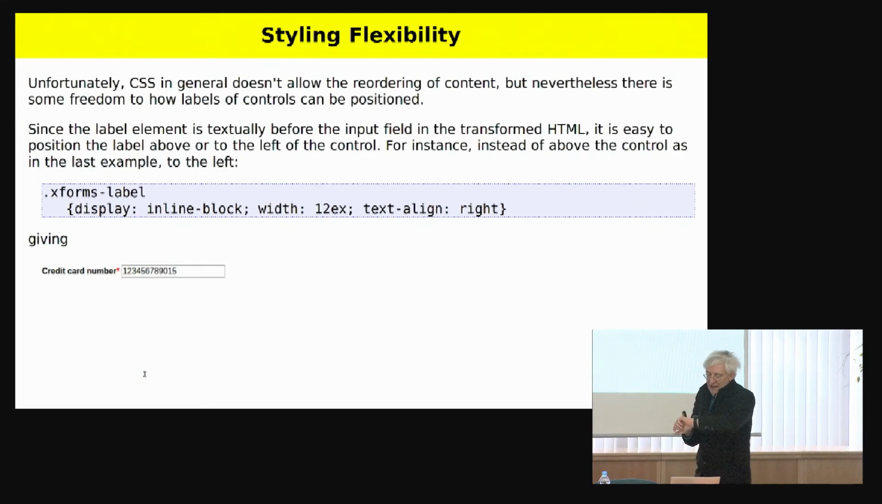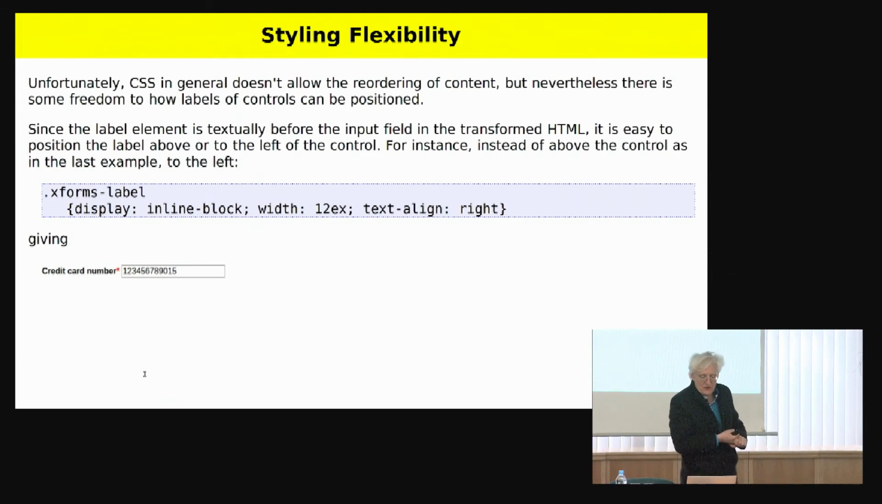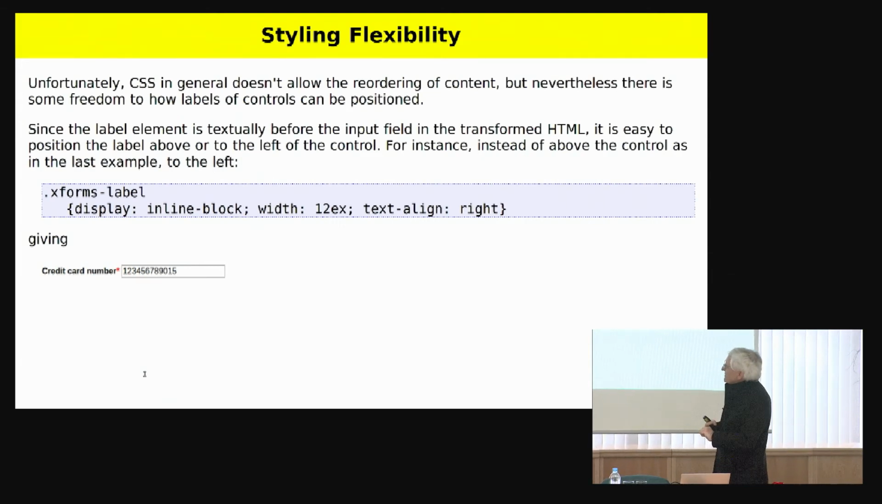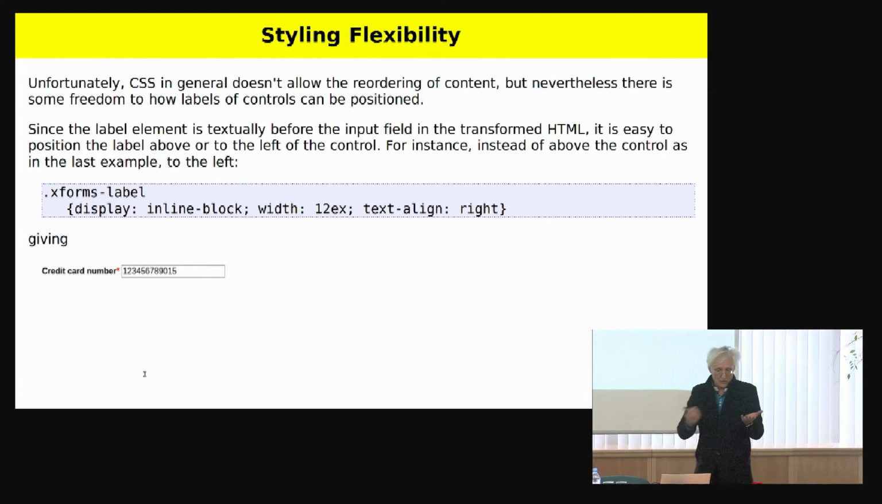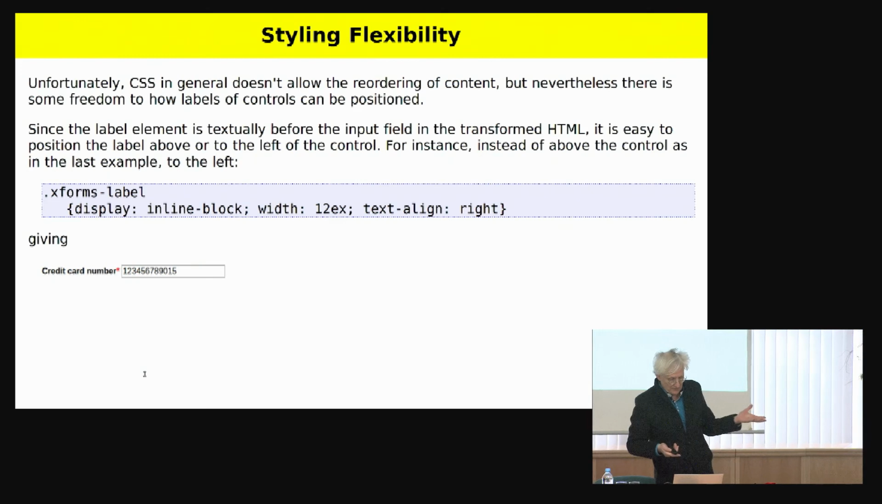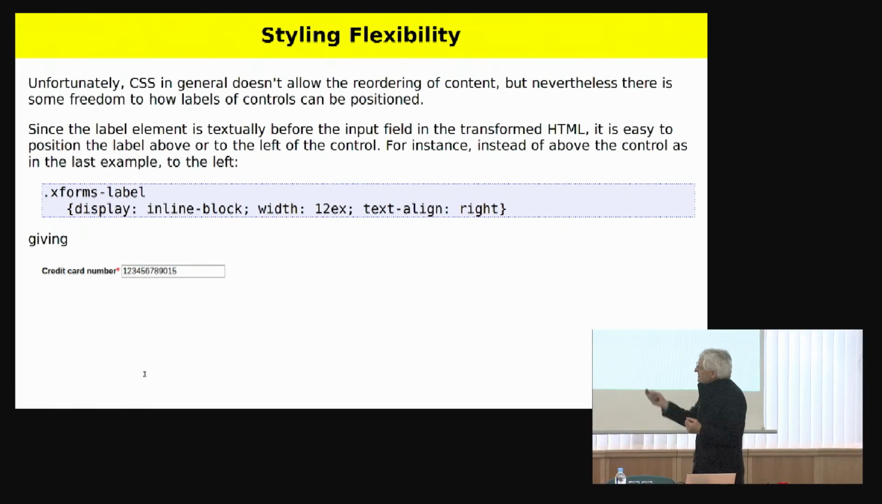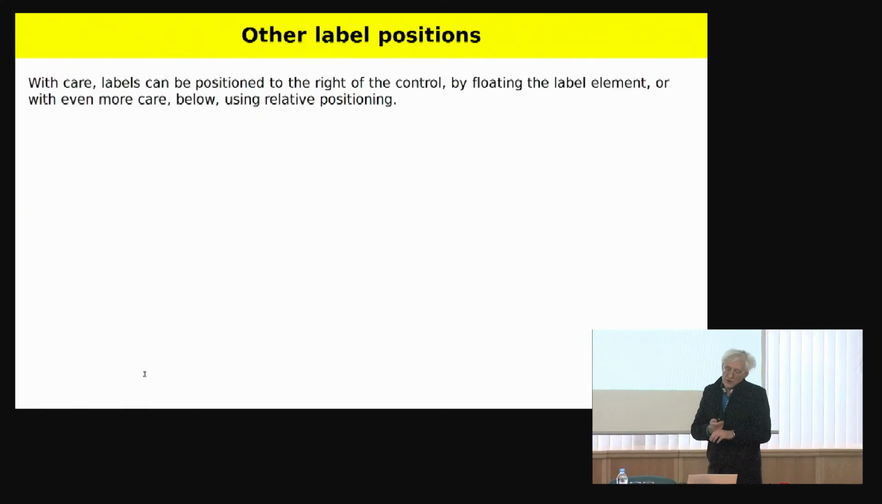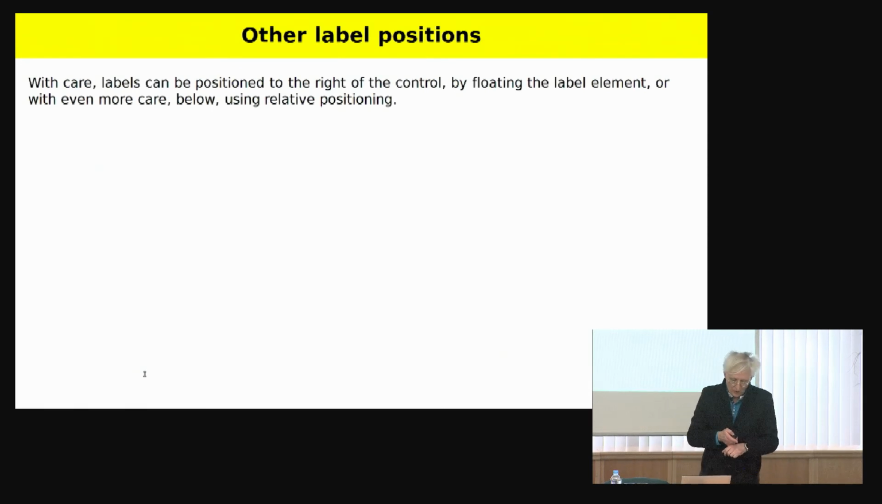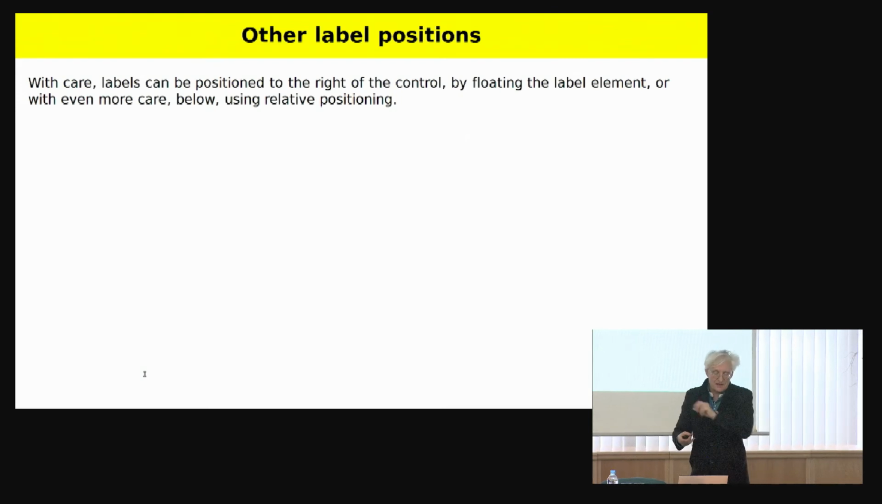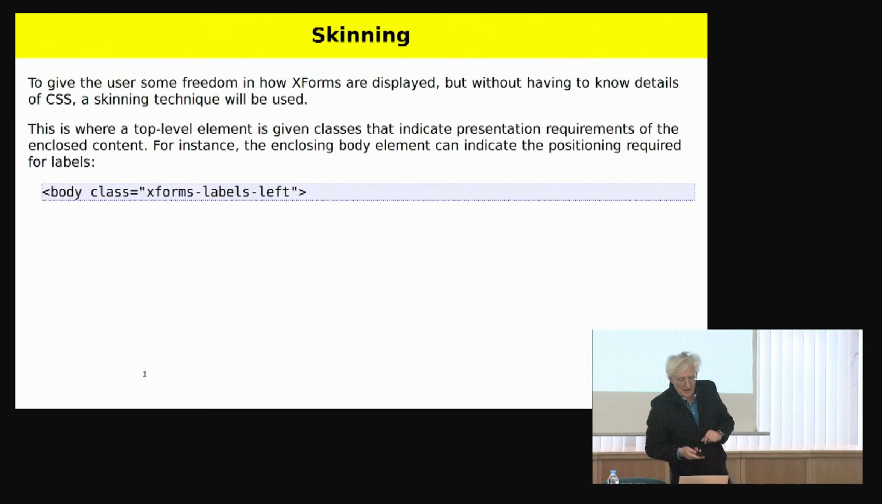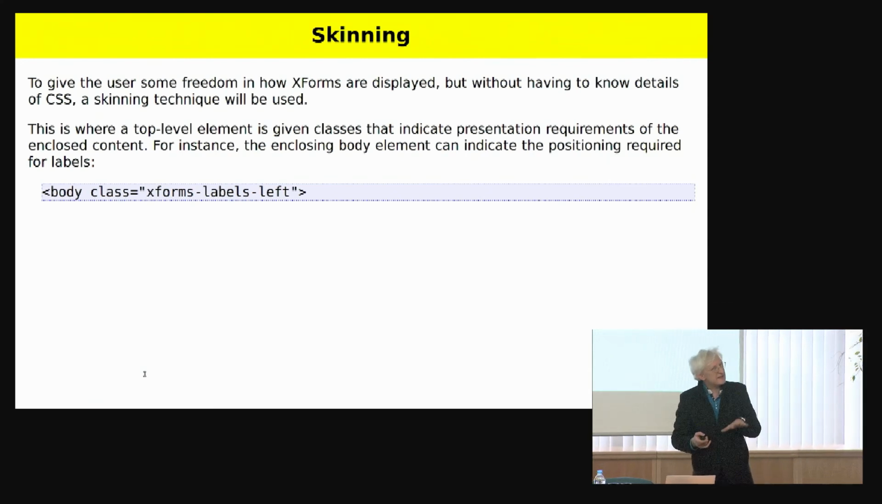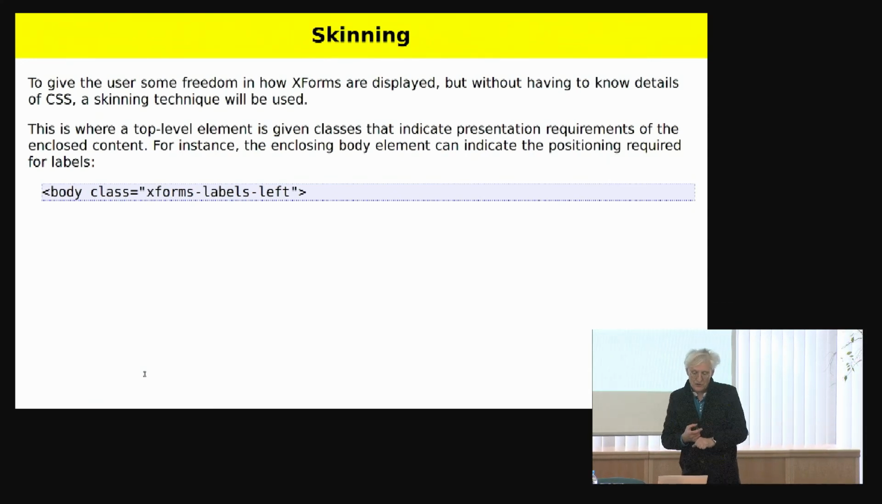Now, we want to add a bit of flexibility to styling. That is to say, some people might prefer their labels to the left. And because of CSS, you can add that flexibility. You could have display as inline block instead, so that the labels came to the left rather than over the top. And in fact, although CSS is not very good at reordering content, you can position the labels at different locations: left, top, right, and with care, bottom.